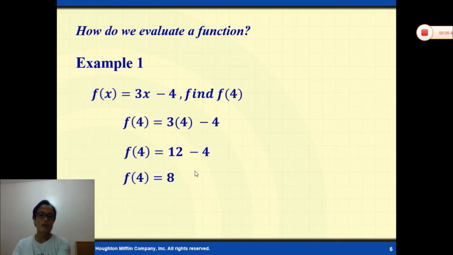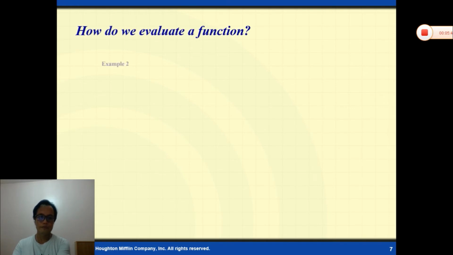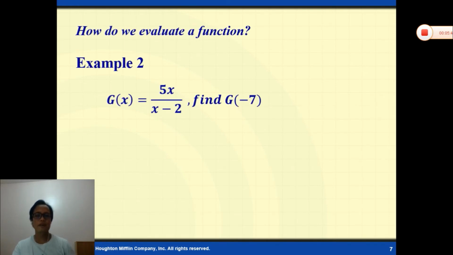So example 2. Given g of x equals 5x over x minus 2, you are told to find g of negative 7. So we need to plug in negative 7 to this function. By the way, this function is an example of a rational function.